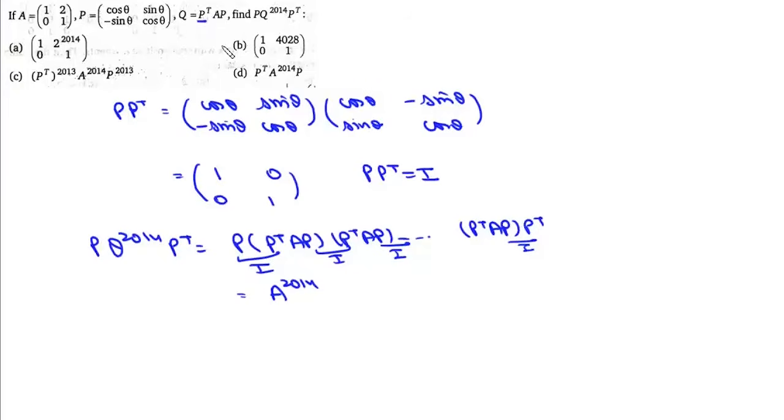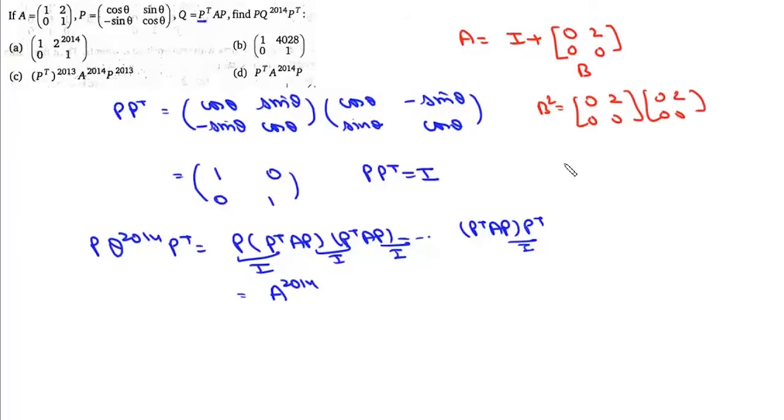Now we need to find A to the power n. Now we can write this A as I plus this matrix, which is 0, 2, 0, 0, and say this matrix is B. Now if we find B square, it will be 0, 2, 0, 0 into 0, 2, 0, 0. Now this is 0, 0, 0 and 0. So basically B is a nilpotent matrix of index 2.